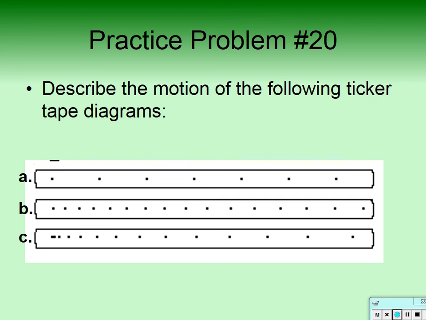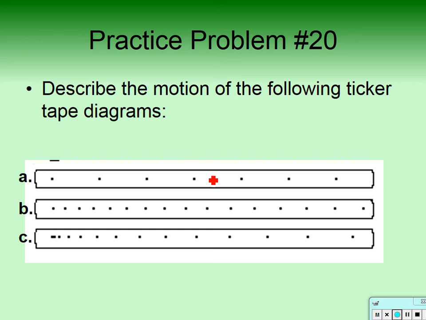Okay, number 20 has 3 parts to it, A, B, and C. It says, describe the motion of the following ticker tape diagrams. So Gabe, how would you describe the motion of A? Constant speed or constant velocity. How do you know that? You're right. Yeah, the distance between these dots is consistent. No change. It's going the same speed. Good job.